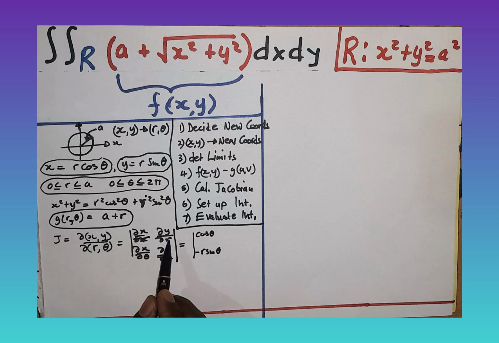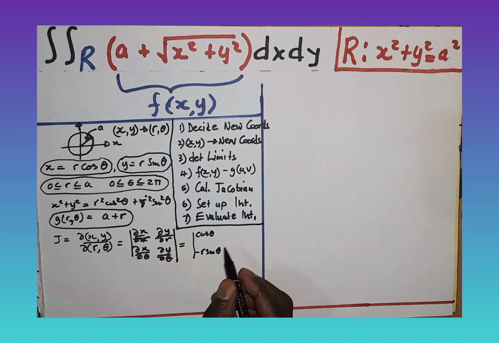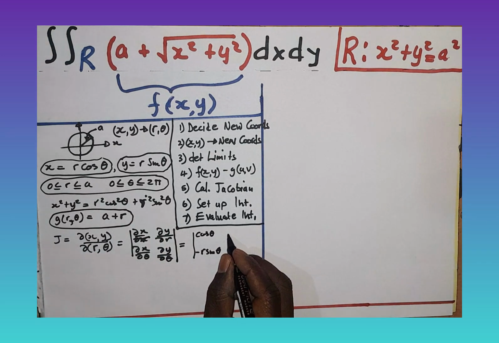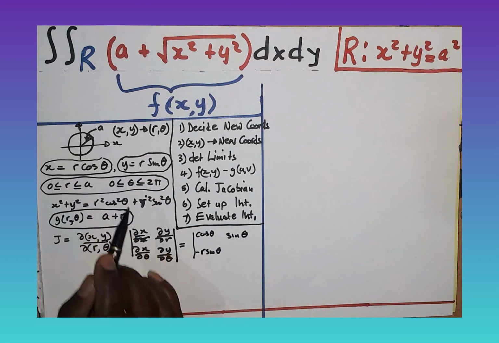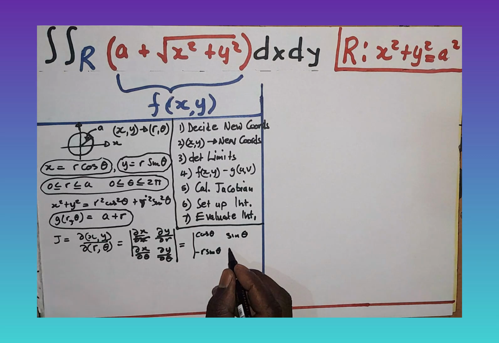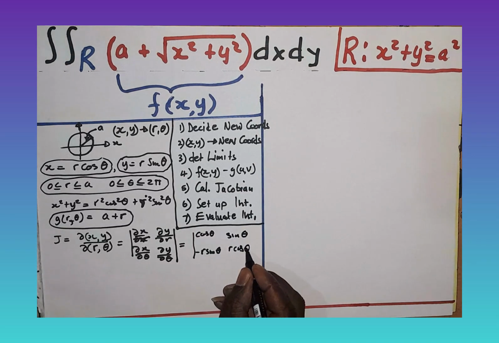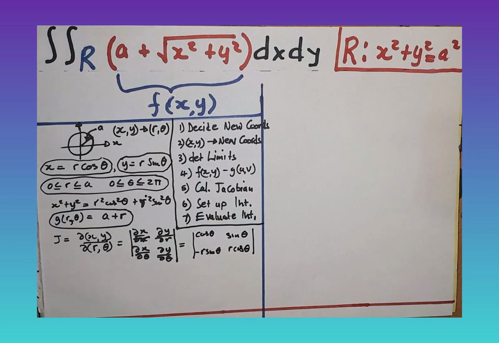Over here, what is partial y over partial r? It's equal to sine of theta. What is partial y over partial theta? It's equal to r cosine of theta. Now, let's evaluate the determinant. Remember, the determinant is the product of this minus the product of that, which is equal to r cos squared theta plus r sine squared theta.